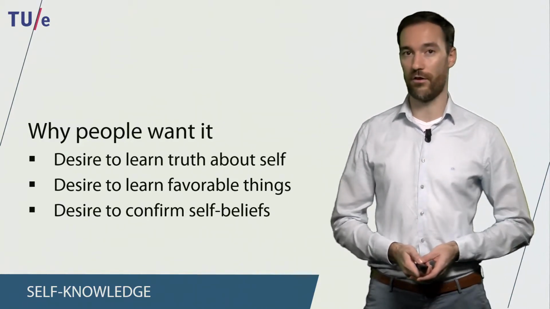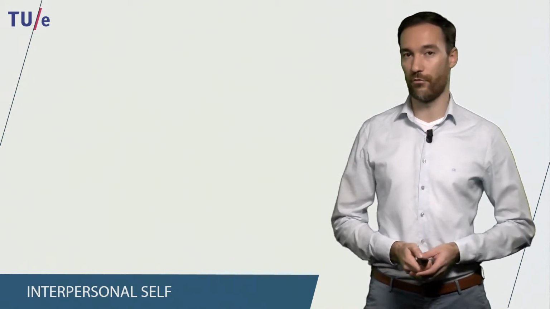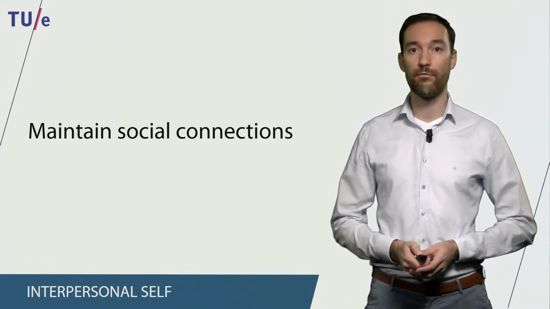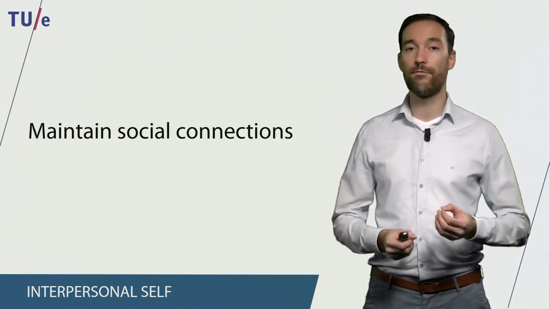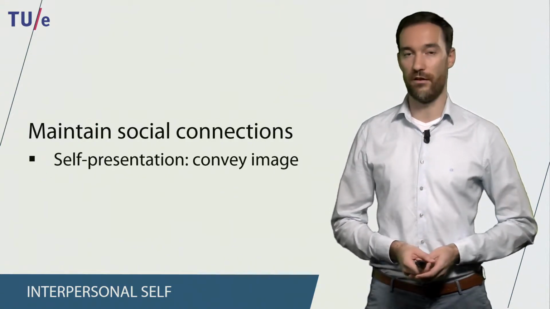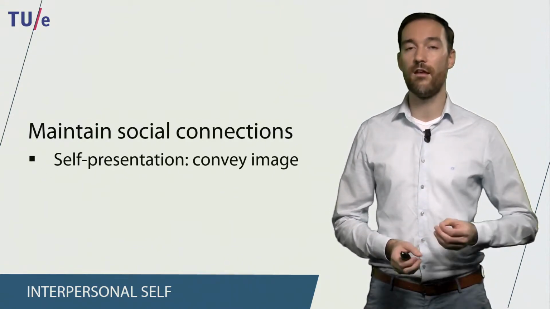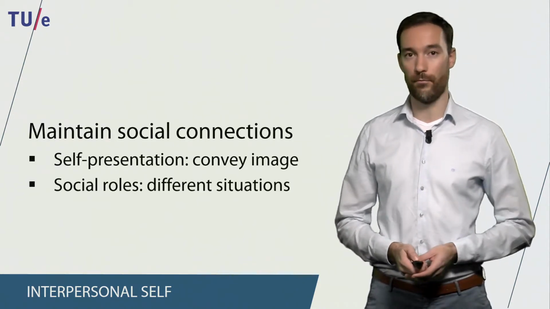The second part of the self is the interpersonal self. The interpersonal self is concerned with maintaining social connections. And this has a few key elements. The first one is what we call self-presentation. And self-presentation is concerned with the image that we convey about ourselves to other people.